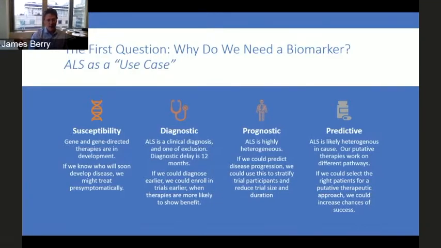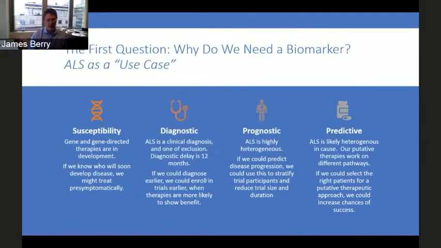We might be able to identify people who have a known gene. We can do that already. The problem right now is that we might identify a population of people who have a gene that causes ALS, perhaps SOD1, so a mutation in SOD1 causes ALS, but it doesn't cause ALS to begin at any particular age.